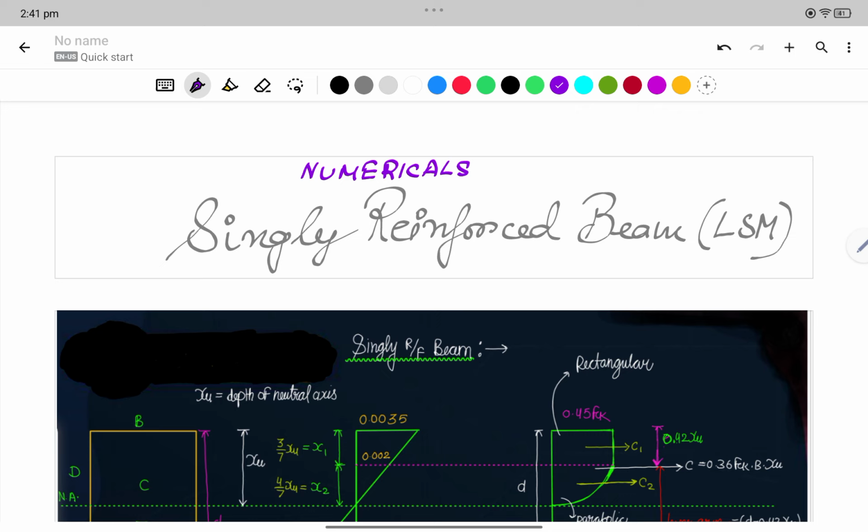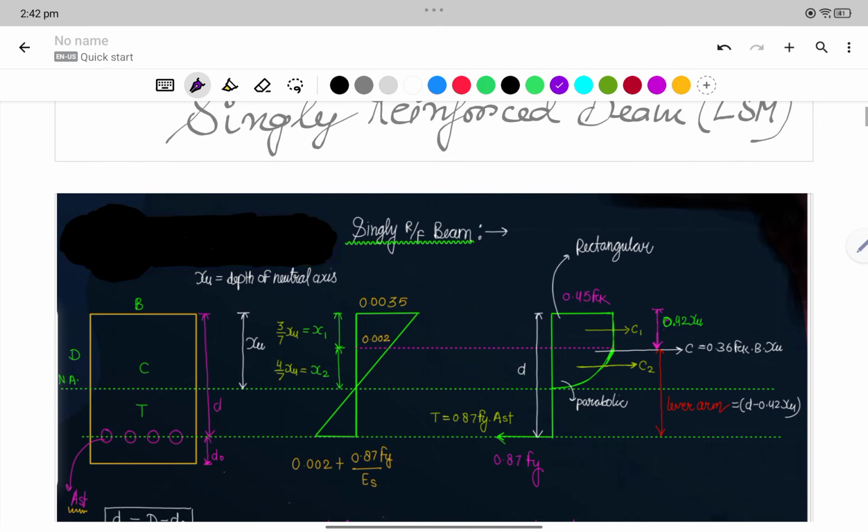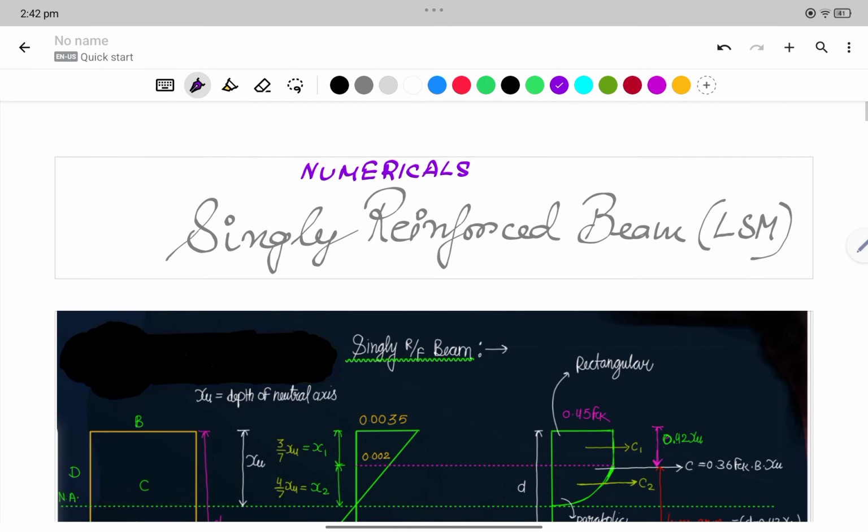So first we will do some numericals, some problems in singly reinforced beam, and we will follow the LSM method. So we will do the numerical. As I get time, I will also upload the theory lectures. Okay, so let's start. So first we are seeing the numericals. We will revise a little bit the formulas and a little bit of concept that are required for doing the numericals. We will revise that and we will move on.